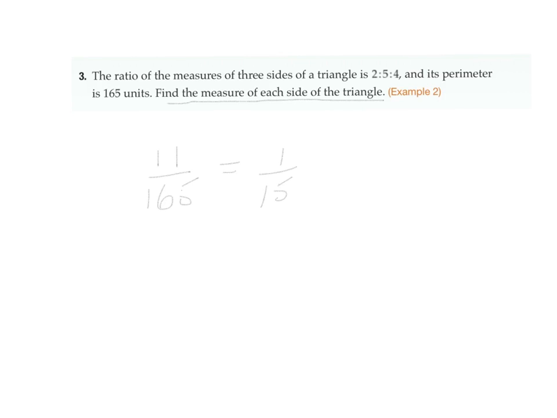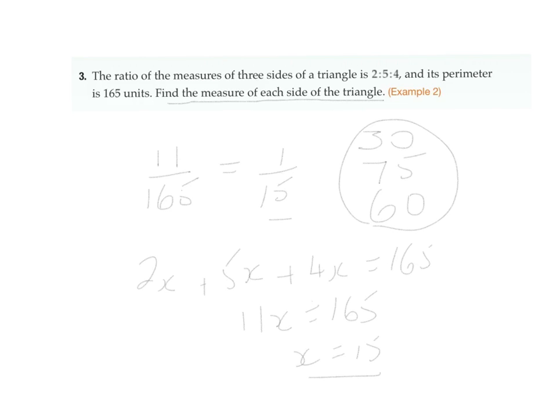So in other words, if you wanted to do it slightly different, you could have done 2x plus 5x plus 4x equals 165. You would have 11x equals 165, and so x would equal 15. Okay, so you get the same answer, but in a slightly different form. But again, plug it back in. Well, 2 times 15 will give you 30. 5 times 15 will give you 75, and 4 times 15 will give you 60. Okay, so whichever way you want to do it, it's entirely up to you.